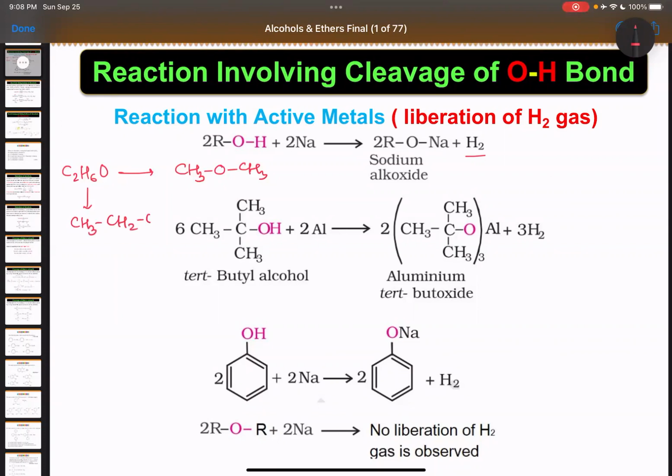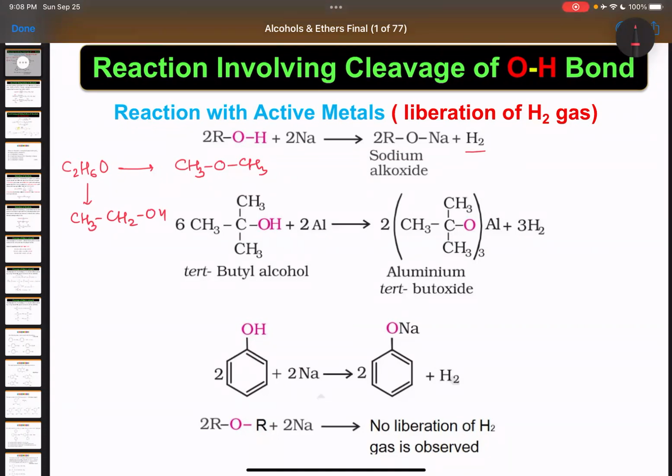Okay. Yeah. So tell me. Ethers will not liberate hydrogen. Ethers do not have that acidic hydrogen, so they will not liberate it. And what about alcohols? They will liberate hydrogen. Yeah, they will liberate H2. But only up to some extent you can differentiate between alcohol and ether. But if there are two alcohols, you can't use this.